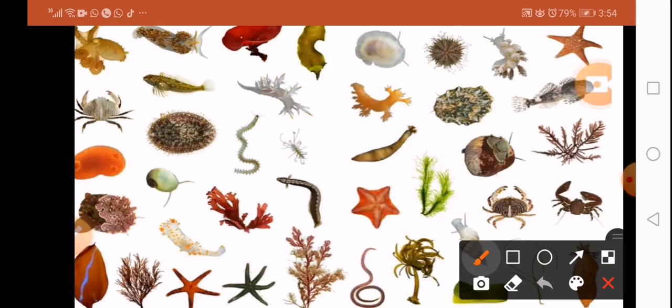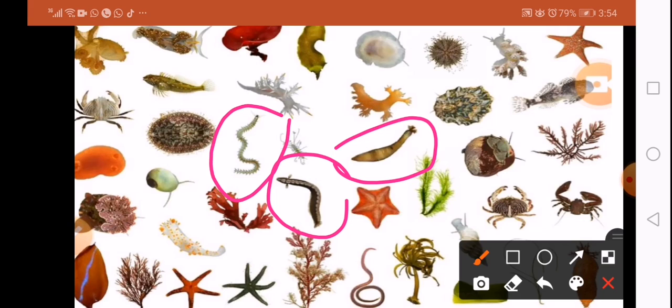Okay, also look at these pictures. We see worms, many insects. So we can say that snake like worm or like this animal. Okay. Maybe starfish, yes. Jellyfish, yes.